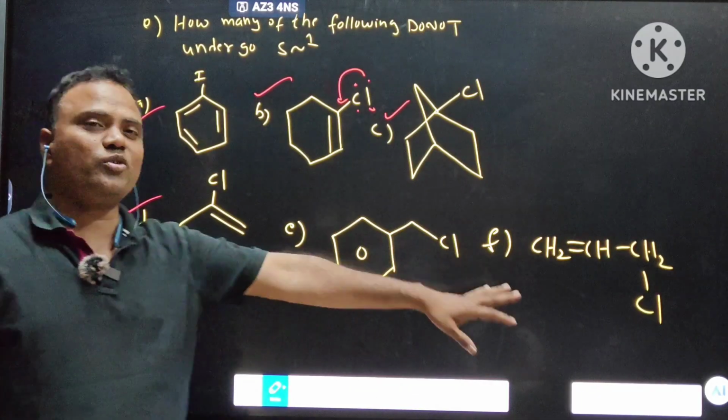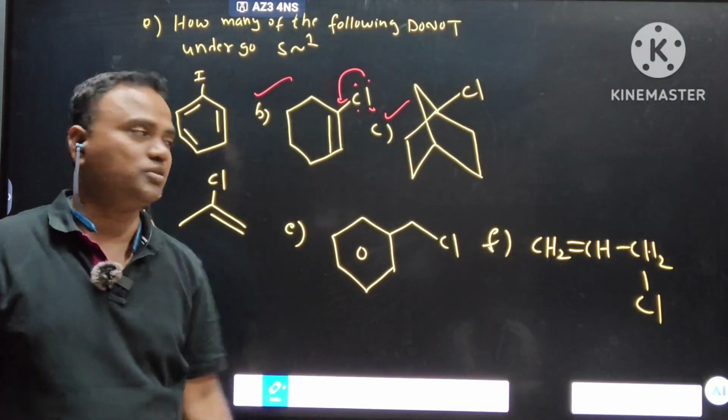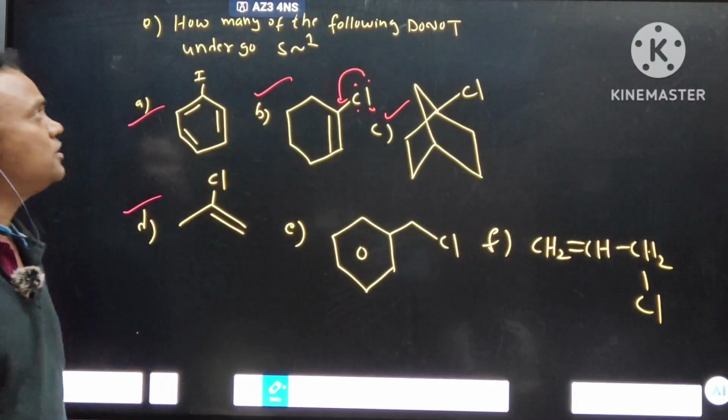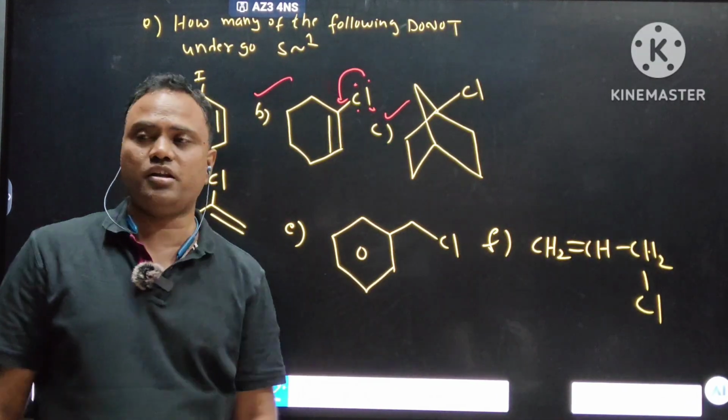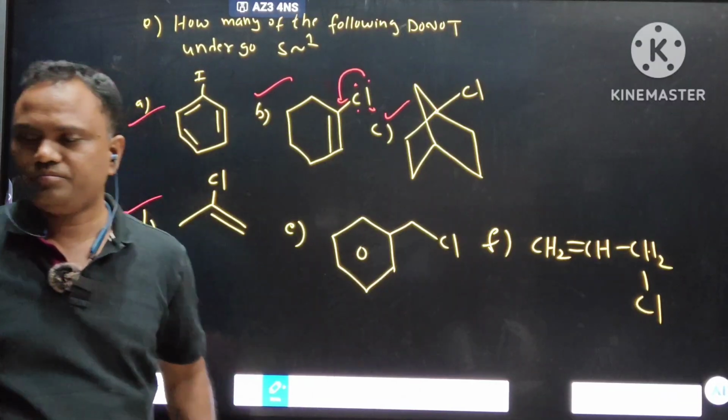Yes, they readily undergo it, fast. So those are not answers. They participate, but the question is which do not. So these two are not the ones, because they participate readily, because they form a stable carbocation.